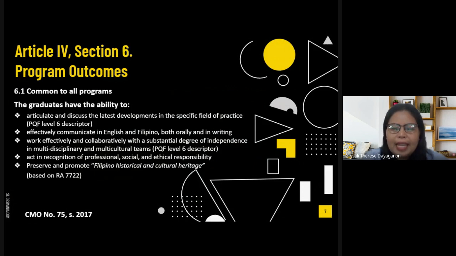Work effectively and collaboratively with a substantial degree of independence in multidisciplinary and multicultural teams. Act in recognition of professional, social, and ethical responsibility. Preserve and promote Filipino historical and cultural heritage. And this is based on Republic Act 7722.